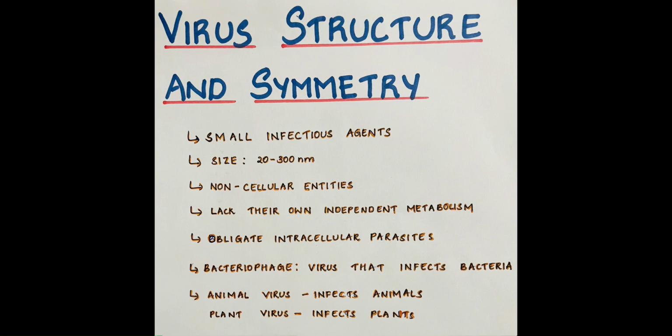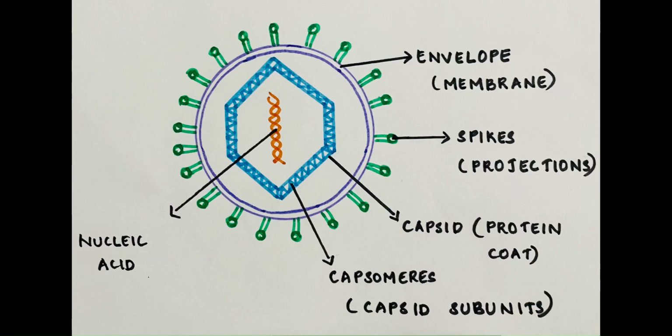Viruses that infect bacteria are called bacteriophages. Animal viruses infect animals and similarly plant viruses infect plants. The basic structure of a virus is a nucleic acid core, either DNA or RNA, surrounded by a protein coat. The central core of nucleic acid of a virus is called the genome and the protein coat surrounding it is called the capsid. In some viruses, an envelope made up of glycoprotein and phospholipid bilayer is present outside the capsid.